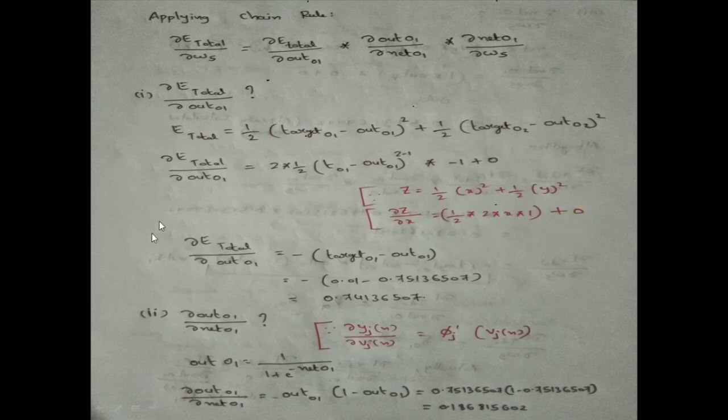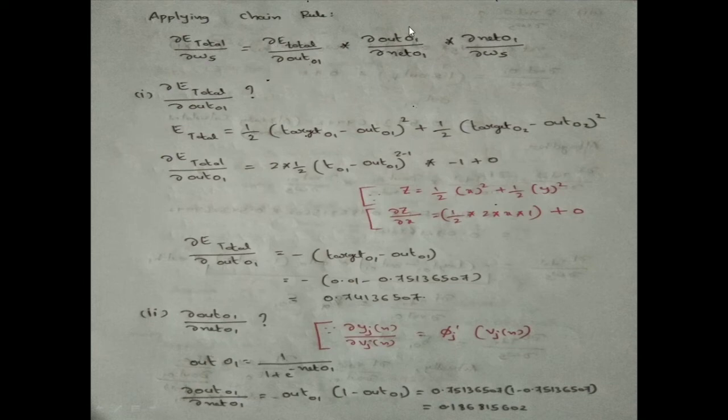Okay, so now dou E total by dou output value of the output neuron 1 will be equal to minus of the target value at output neuron 1 minus the actual output we have got at output neuron 1. So initially we assumed that the desired value or the target value of the output neuron 1 is 0.01, minus the actual output value we have got. Previously we have calculated this value. Okay, so this will be equal to 0.74136507. So till now we have calculated the value of this first term.